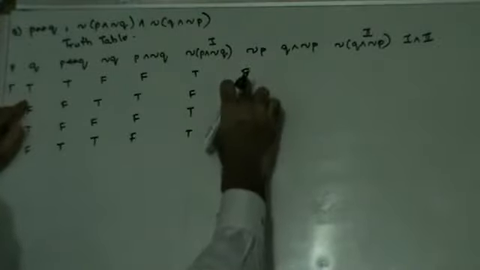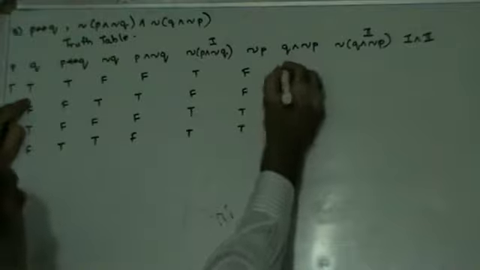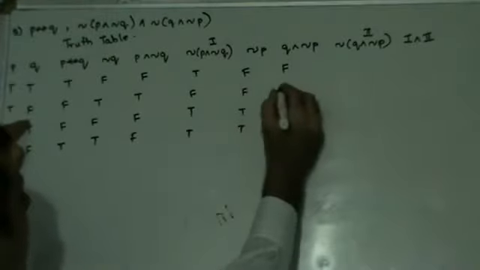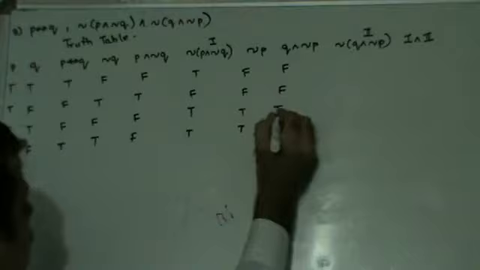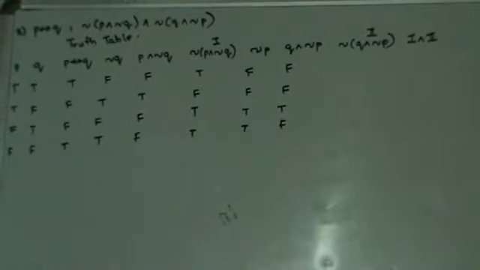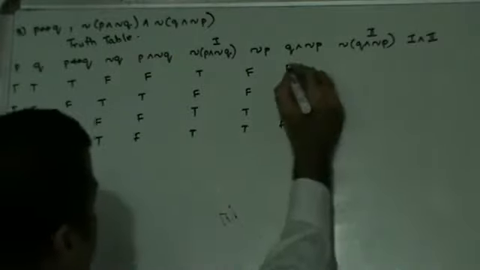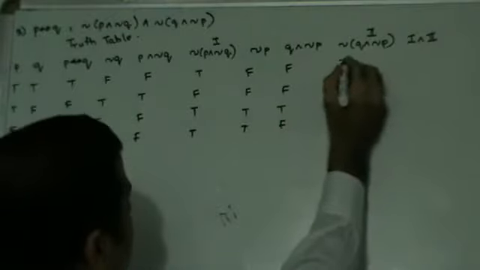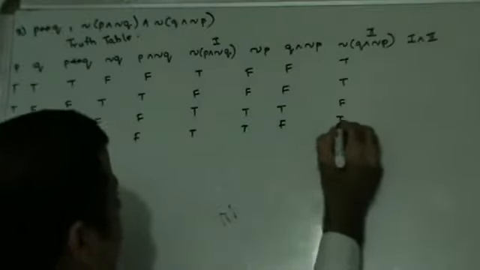Next, Q and not P, right? I need Q and not P, and function. If both the conditions are true, only then the answer is true. So Q and not P. This is false, false. Both the conditions are true, so the answer is true. And this is false, right? I need a not of this. Not. True becomes false, false becomes true. So this is true, true, false, true.